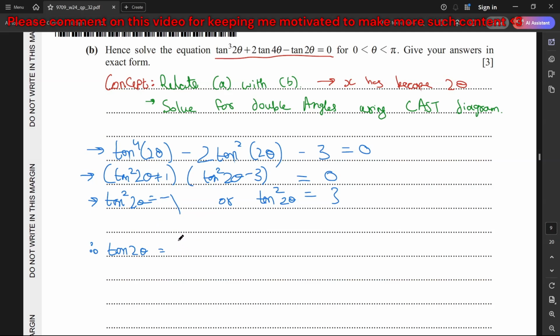The square root of a negative is not possible, right? So this value is just going to be rejected. Let me first say that this is rejected. And from here we are going to say that my tan 2 theta will be either negative square root of 3, or tan 2 theta is positive square root of 3, right?